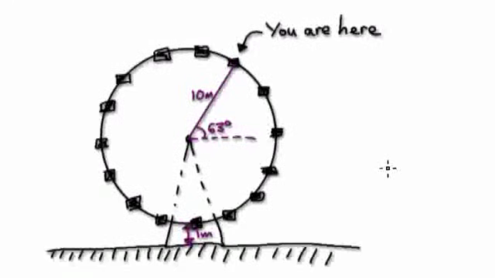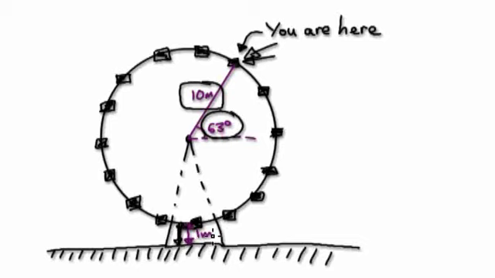Let's see if you guys can do this one here. You are on a Ferris wheel, right here. The radius of the wheel is 10 meters, and when you are here, the angle that it makes to the horizontal is 63 degrees, and the very bottom part of the wheel is 1 meter above the ground. I want to know when you are here, what is your height above the ground? So basically, what is this height here? I want to know this height here.